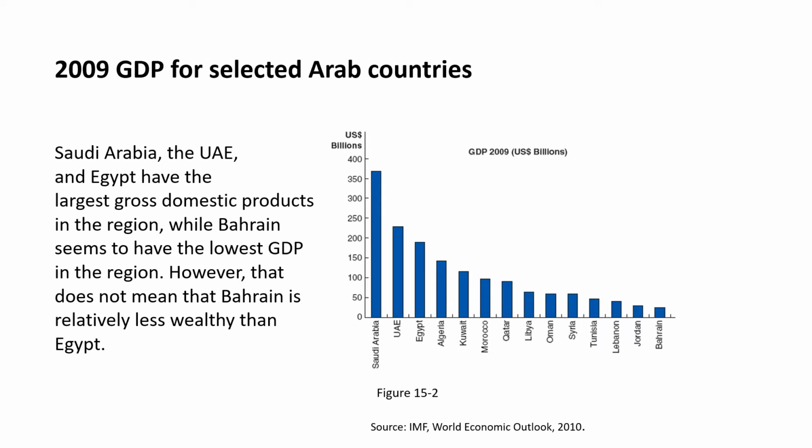This figure shows GDP for selected Arab countries. On the x-axis we have different countries and on the y-axis we have GDP. Okay, you can notice that Saudi Arabia, UAE and Egypt have the highest GDP in the region, while Bahrain seems to have the lowest GDP in the region. Okay, however, that does not mean that Bahrain is relatively less wealthy than Egypt. We are going to look at the concept of GDP per capita.